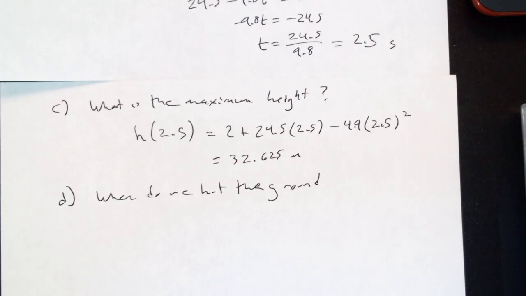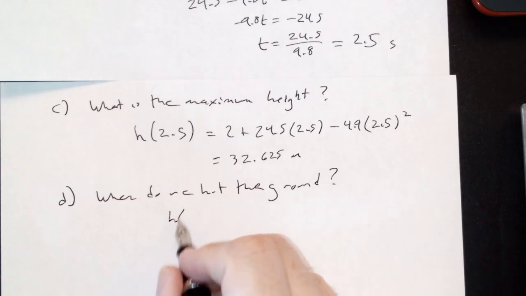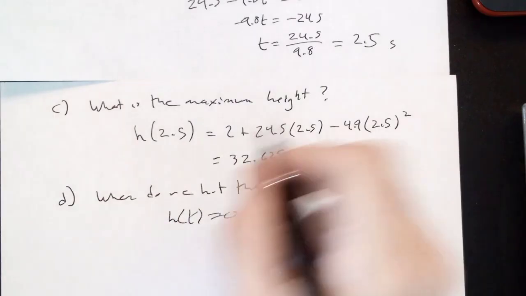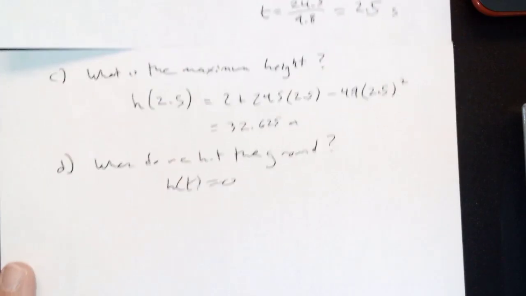No, it's based off the ground. I started 2 meters above the ground. So the height needs to be 0 when I find out, right? To know when I hit the ground, I need to know when the height is 0. So I take my height equation and set it equal to 0.